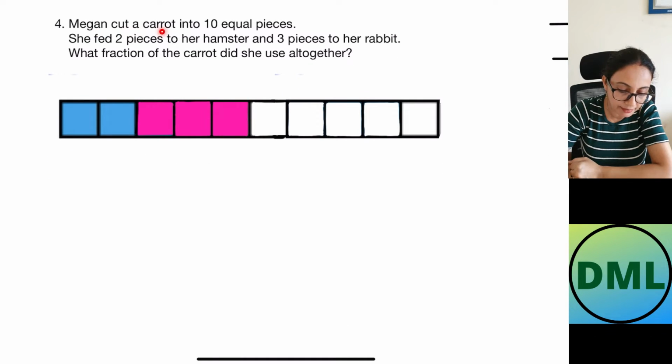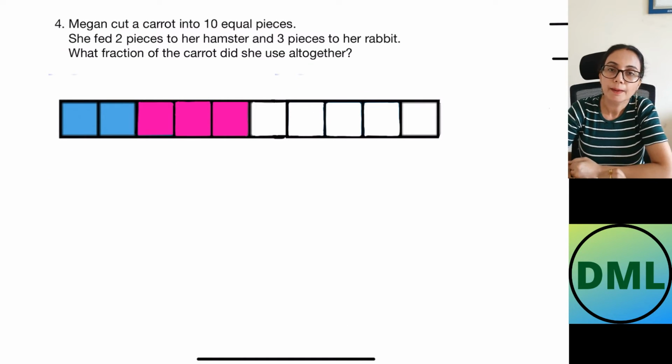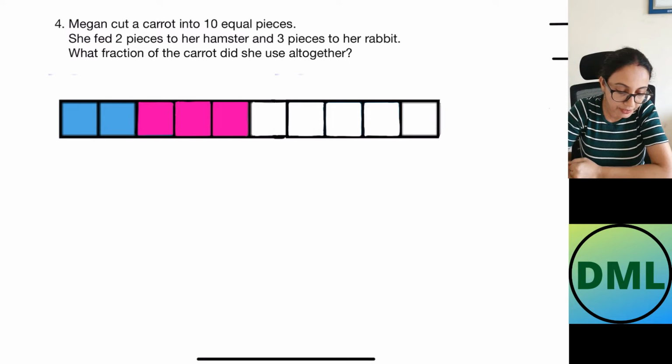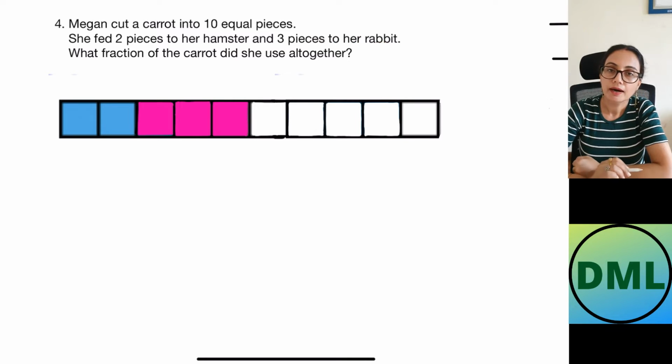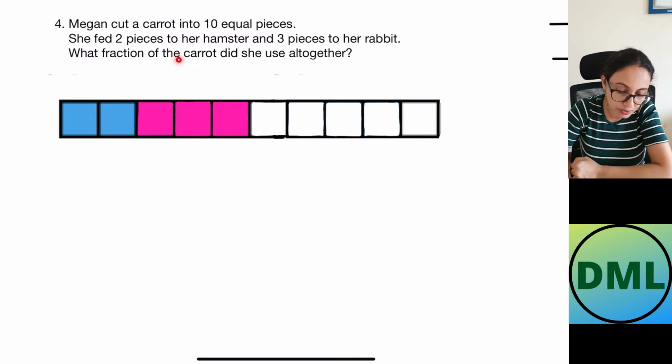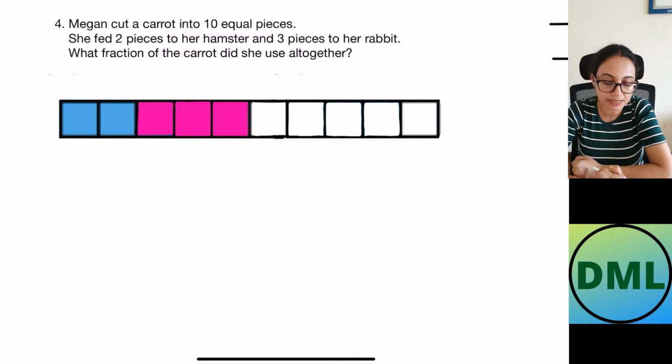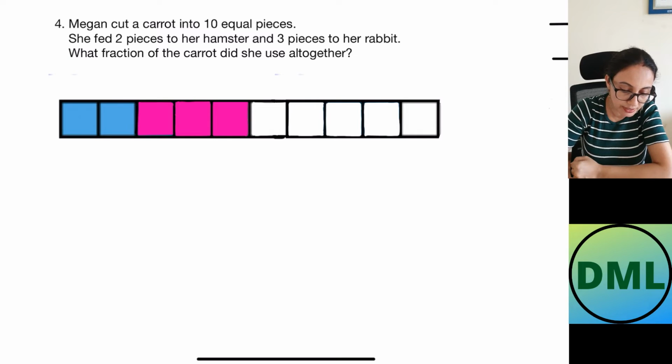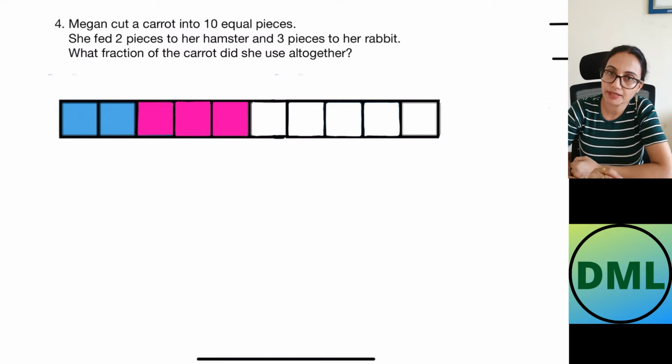Megan cut a carrot into 10 equal pieces. She fed 2 pieces to her hamster and 3 pieces to her rabbit. What fraction of the carrot did she use all together? First you tell me how many total parts the carrot has. The carrot has been divided into how many equal parts? 10, right? As you can see, here I have drawn 1, 2, 3, 4, 5, 6, 7, 8, 9, and a total of 10 parts I have made.